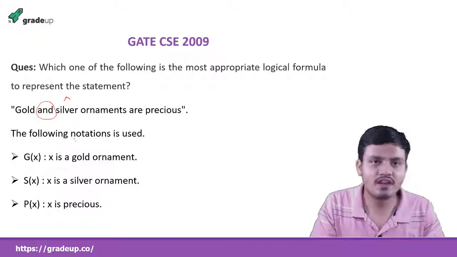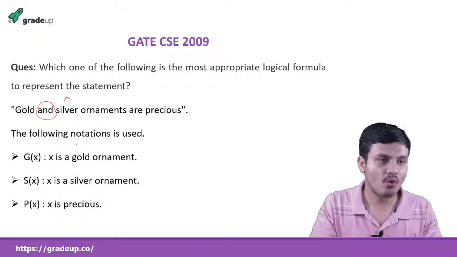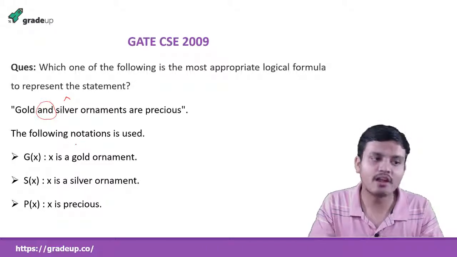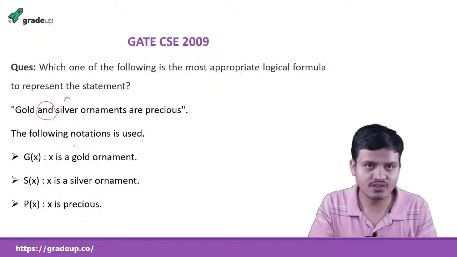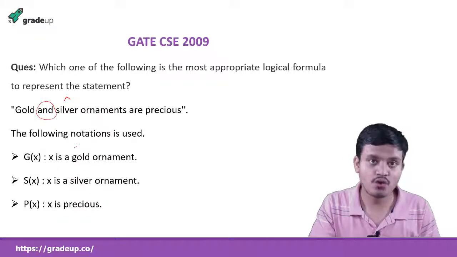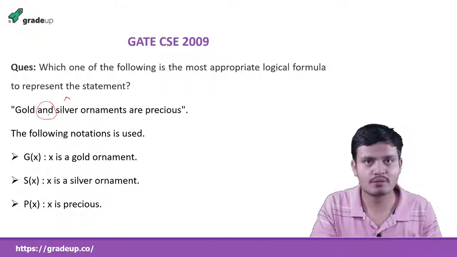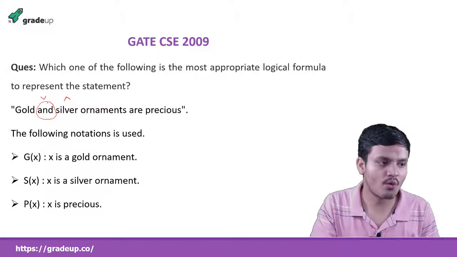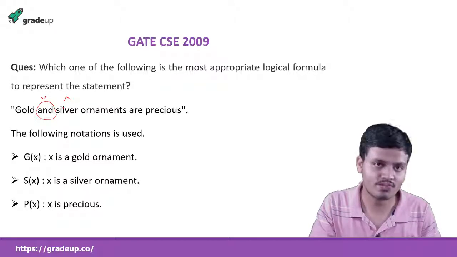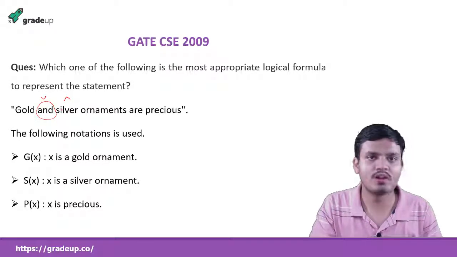Actually, understand what the statement is saying. Gold and silver ornaments are precious. So both gold and silver ornaments are precious. It is not that only silver or only gold is precious. Both are precious, so here we should use or. You have to understand the meaning of a statement properly, only then can you convert it.